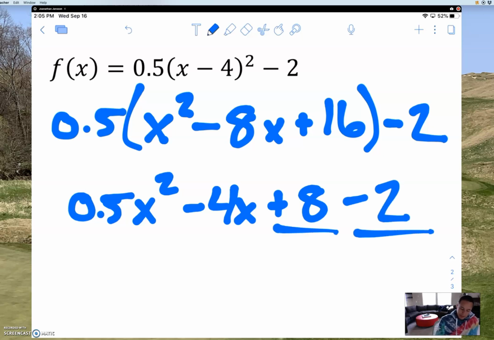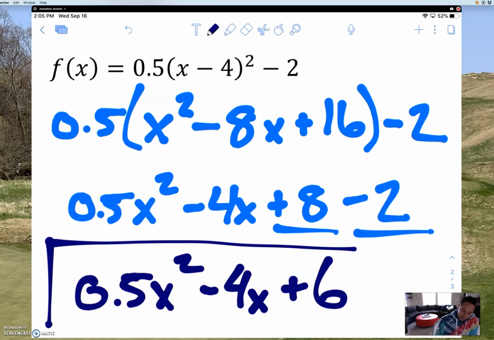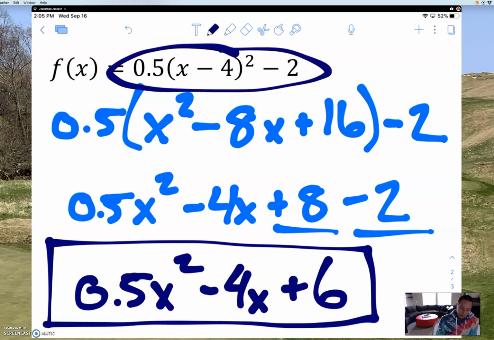Then just combine your like terms at the end, and we end up with 0.5x squared minus 4x, and 8 minus 2 is a 6, so +6. And there is your equivalent function in standard form. If you were to graph this one way up here, and you were to graph this one way down here, you would get the exact same graph. So it's the same function, it'll have the same properties, it's just written differently.